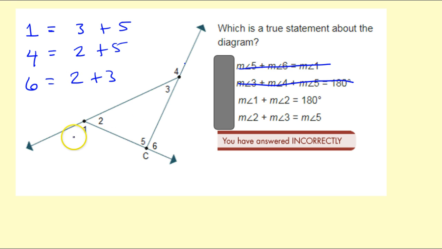Look at angle 1 plus angle 2. Alright, I think I mentioned this on a previous problem. See how angle 1 and angle 2 together make a straight line or a semicircle? So, of course, angle 1 and angle 2 have to add up to 180 degrees. So, that's a true statement. Let's look at the last one just for the sake of completeness. Angle 2 plus angle 3 equals angle 5? No, angle 2 plus angle 3 should equal angle 6.